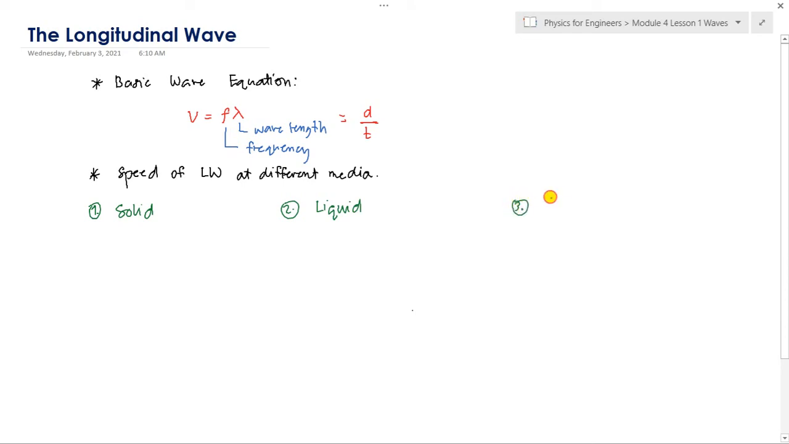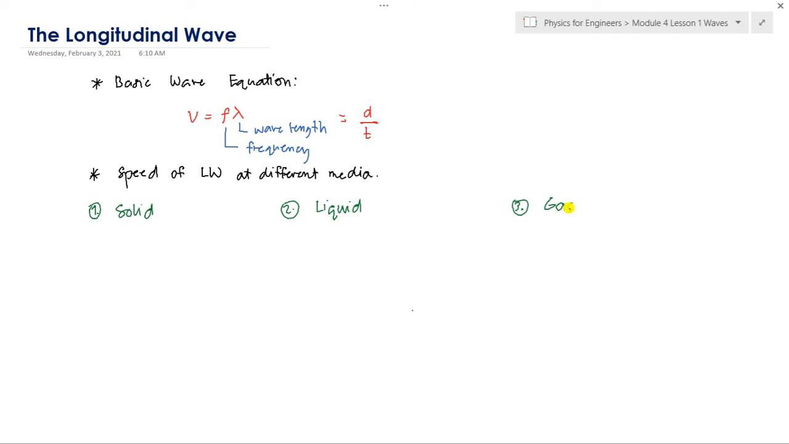Then third is gas. Of course, the speed of the wave is faster in solid, then next is in liquid, and last is gas, because of their molecules. Solid is compact, so the molecules are compact, and therefore the vibration is stronger, whereas for liquid, the molecules are a bit farther apart.